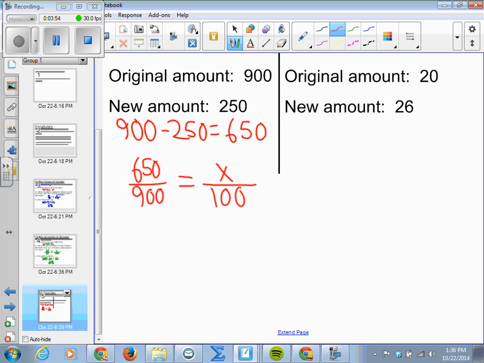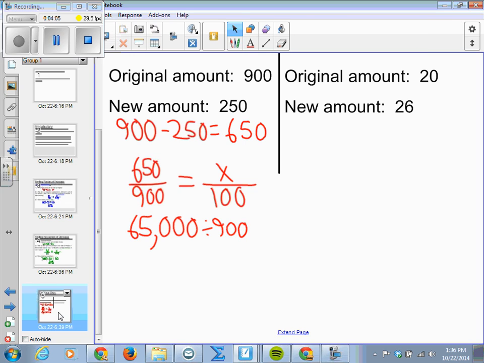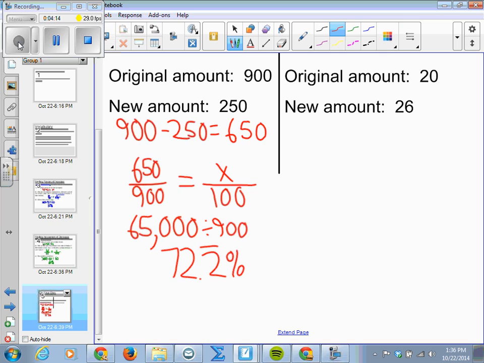So we cross multiply. We get 65,000. We do 650 times 100. And we divide that by the original amount, 900. This will be a decimal answer. You can go ahead and let's be exact with it. 72 and 2/10 repeating percent. That's okay to have decimals in our percent answers if that's what we come up with.